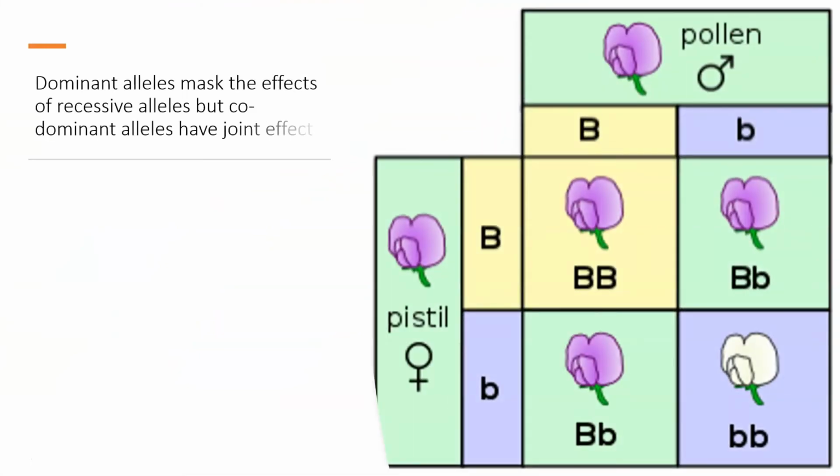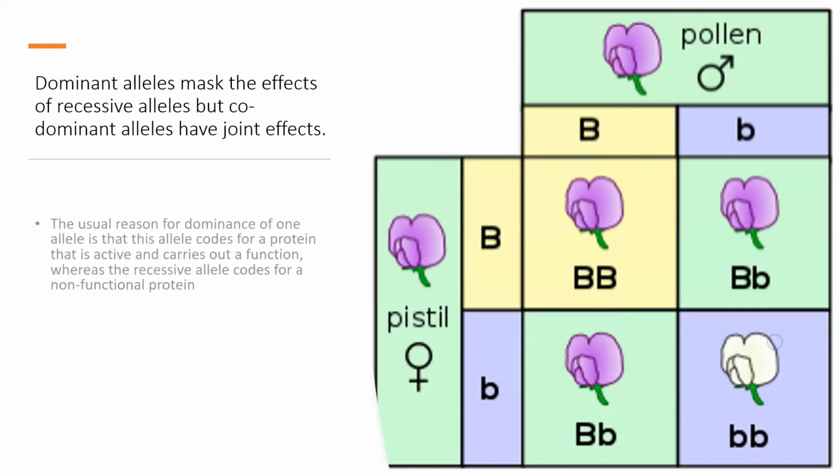Okay, so when we're thinking of this whole concept of alleles, we've talked about dominant and we've talked about recessive. We've got our pea plants here, and we can see we've got dominant and recessive genes. Dominant alleles can mask the effects of recessive alleles, but codominant alleles have joint effects. So basically, if we've got dominant alleles, then the dominant feature will be there. If we've got recessive alleles, we can get the recessive trait, but then we can get this codominance as well.